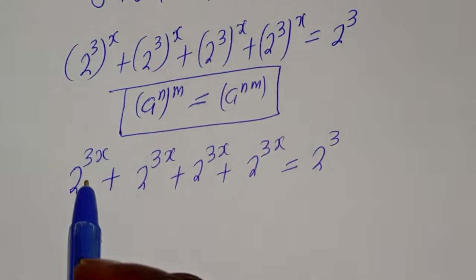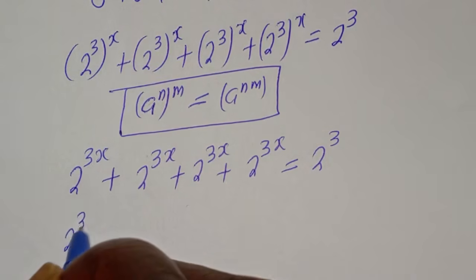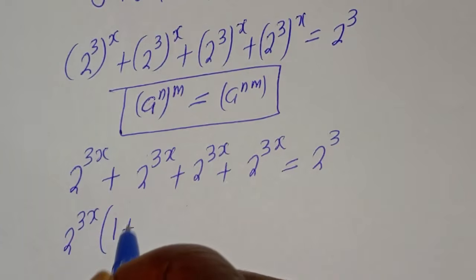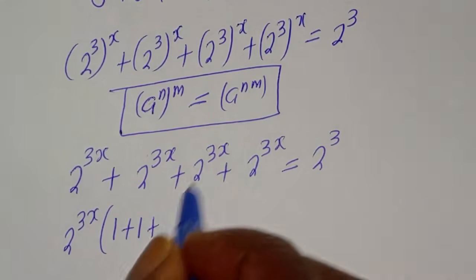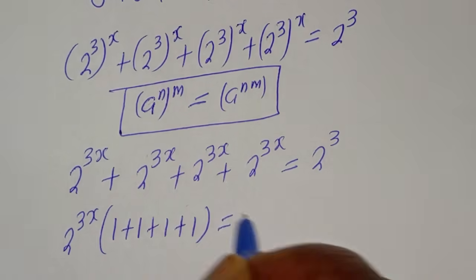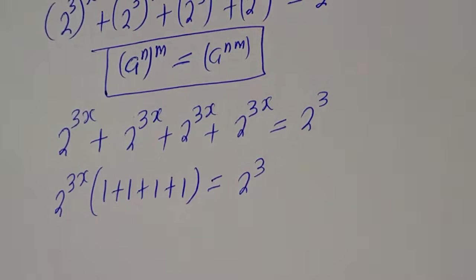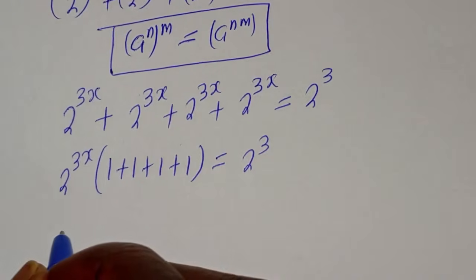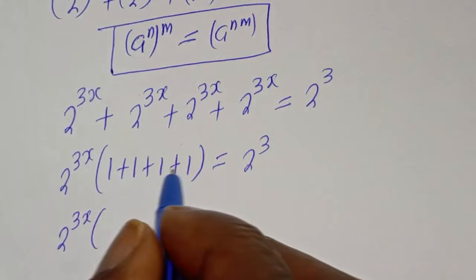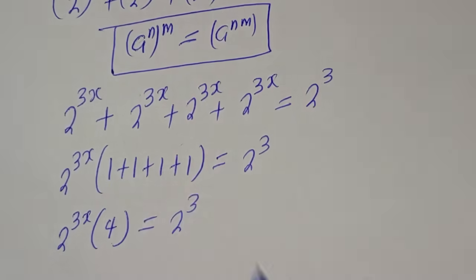Let's see, from here we can see that 2 raised to power 3s is common. Let's bring it out. We have 2 raised to power 3s bracket, this divided by this 1 plus this divided by this 1 plus this divided by this 1 plus this divided by this 1, is equal to 2 raised to power 3. And this is 2 raised to power 3s bracket 1 plus 1 plus 1 plus 1, that is 4, is equal to 2 raised to power 3.